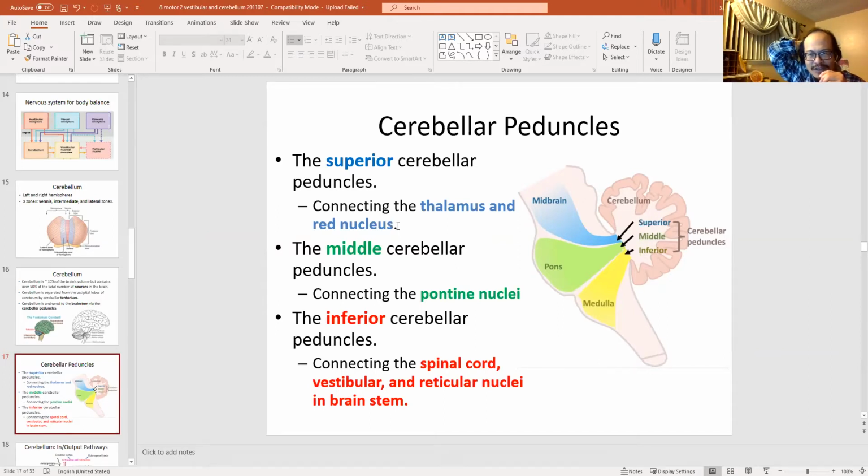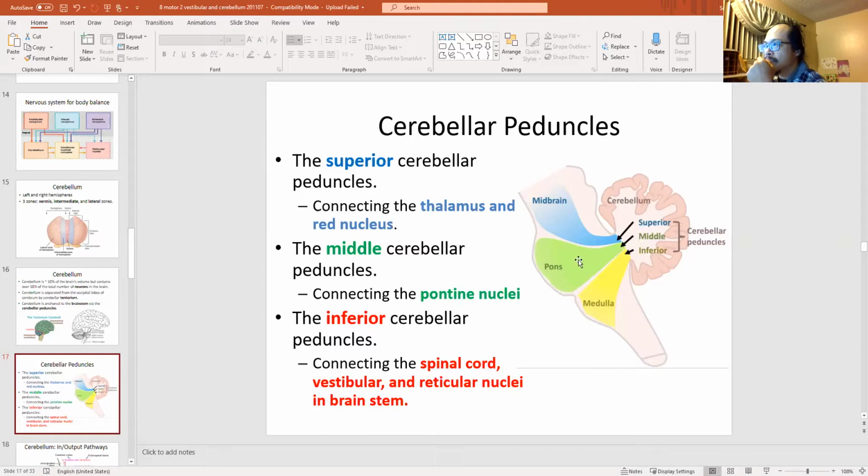It was just last lecture. The rubrospinal tract receives two inputs: one is the cerebellum, the other is the cerebral cortex. So right here, the cerebellum sends signal into the red nucleus. There are three bundle pairs, including the superior, middle, and inferior. Now, the superior, going to the thalamus and the red nucleus, is basically all output pathway.